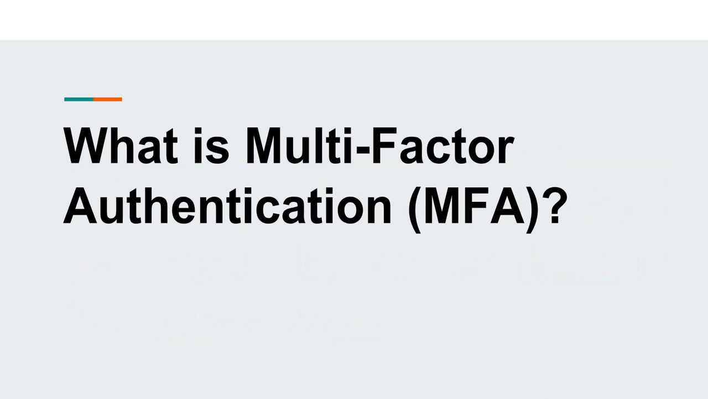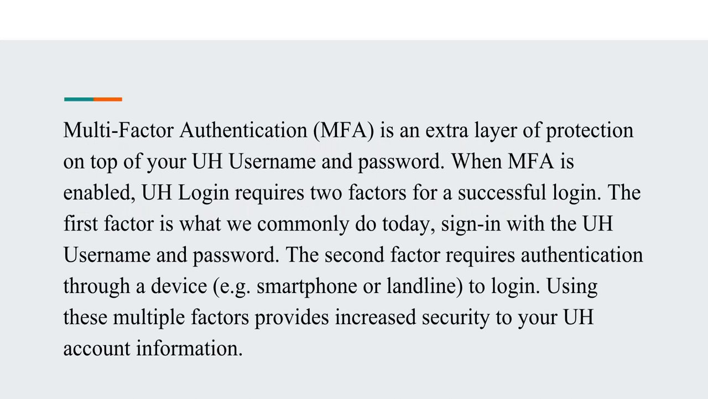So what is multi-factor authentication? MFA is a two-step process to authenticate, to make sure it's you that is signing into your account. It's basically protection for yourself and for your account. The system says it's an extra layer of protection on top of your UHH username. The first step is you do your usual sign-in, which is your UHH username and your password. And then with MFA, there's a second factor, and there are multiple ways you can authenticate. You can do push notification, you can do passcodes, telephone. You have to decide which way would be the easiest for you to authenticate.